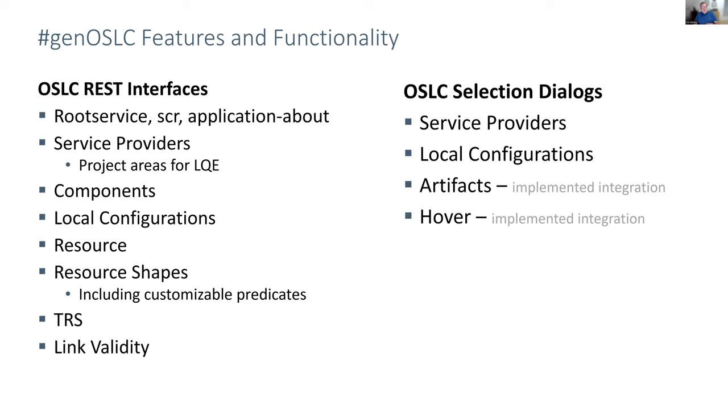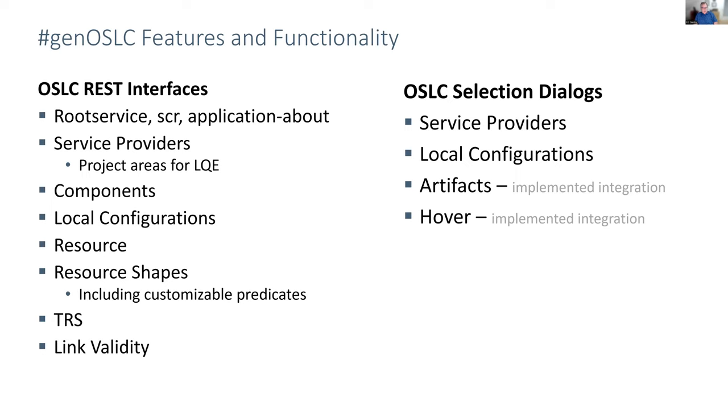So it provides all your standard REST interfaces: the root services, and of course application about, service provider catalogs, and also project areas for LQE. Components, local configurations, resources, and of course resource shapes, including customizable predicates. Now we know that some customers are really interested in the vocabularies and the ontologies, and some customers don't care. For the customers that don't care, everything just works. But if you really care about your RDF ontologies, you can customize your predicates.